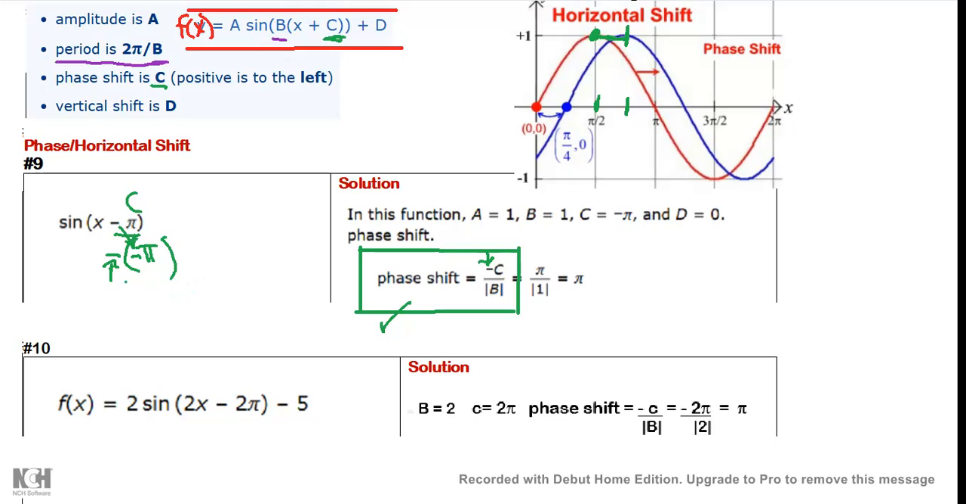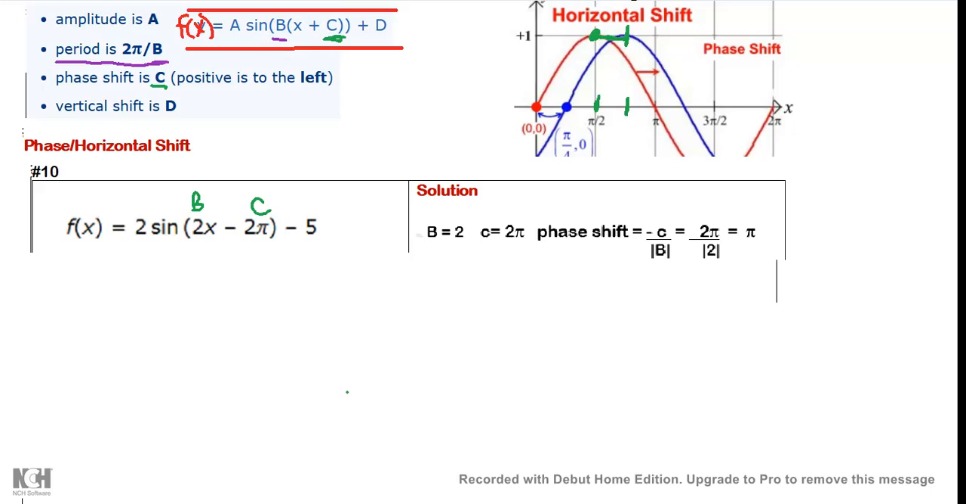All right, over the absolute value of B. And B is 1, because there's no number there, we assume that it's 1. That's pretty messy. Anyway, so these two make it positive pi. And since it's over 1, it's just positive pi. So that's the phase shift on that one.